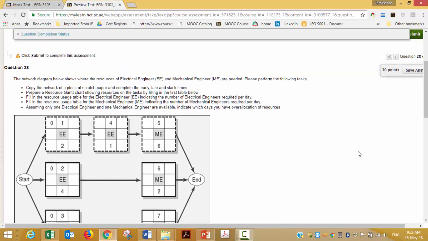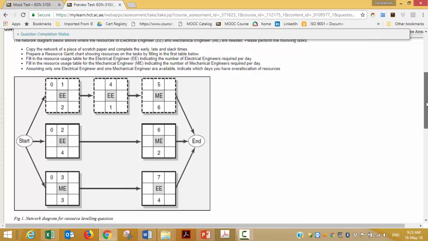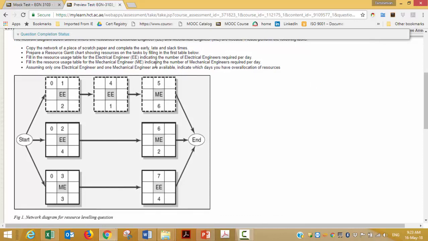All right, so we are in question number 28, the last one, which requires a similar approach of forward pass and backward pass. And we also need to understand the resource requirement for each one of these activities. Anyway, the first thing you need to do is copy down this network diagram in a piece of paper, and you need to complete the forward pass and the backward pass.